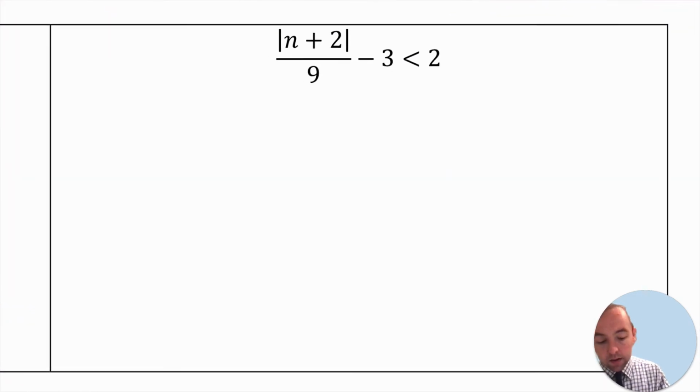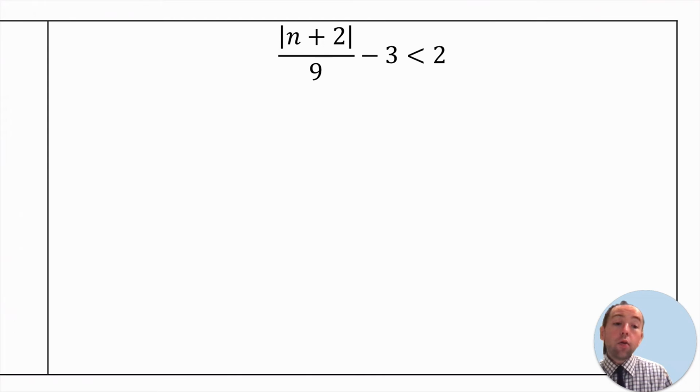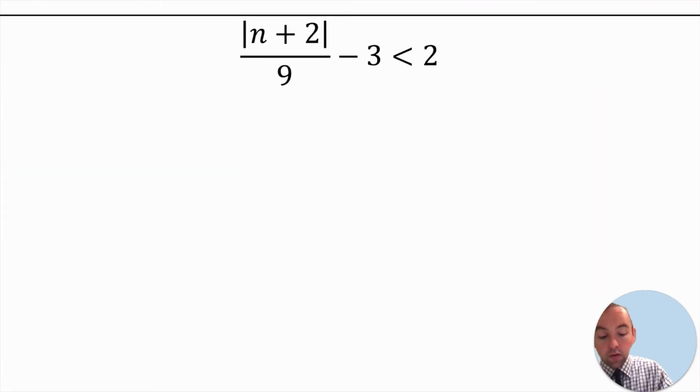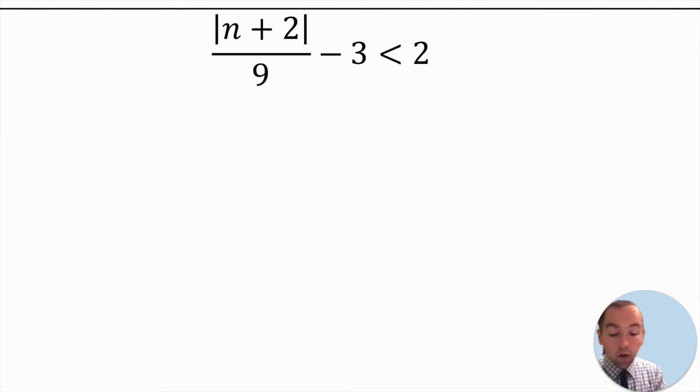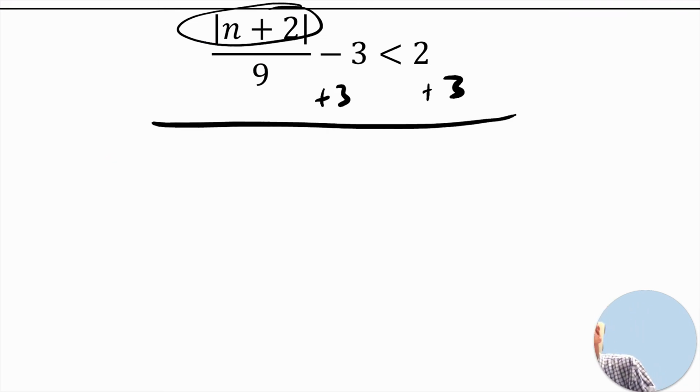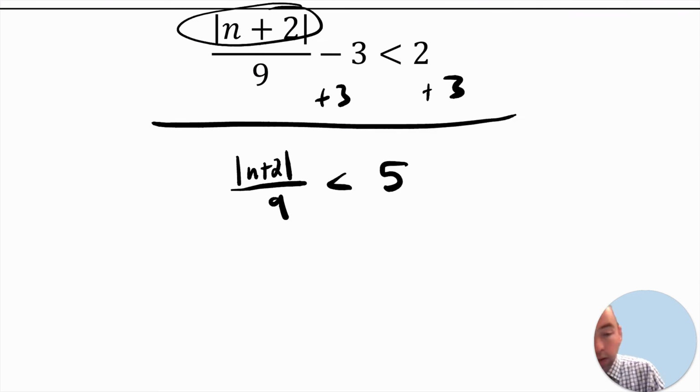All right, and then this one right here, notice that we do have an absolute value with a variable contained inside of it. So if we're going to try to solve this inequality, we actually need to isolate that right there. So it's divided by 9, and then we're also subtracting 3. So the first thing that we're going to want to do to both sides of this is undo the subtracting of 3. So we'll add 3 to both sides. That's going to give you the absolute value of n plus 2, still divided by 9, is less than 2 plus 3, which is 5.